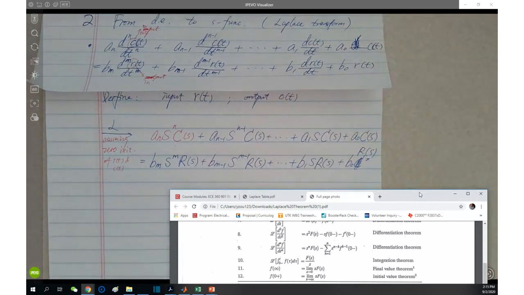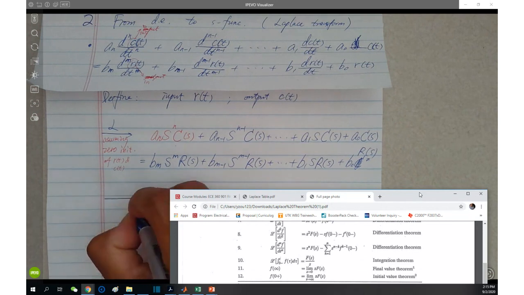Does it make sense? Any questions? This is how we conduct the Laplace transform on a given differential equation. Any questions? All right, if this is clear, then we still need the second step, okay?